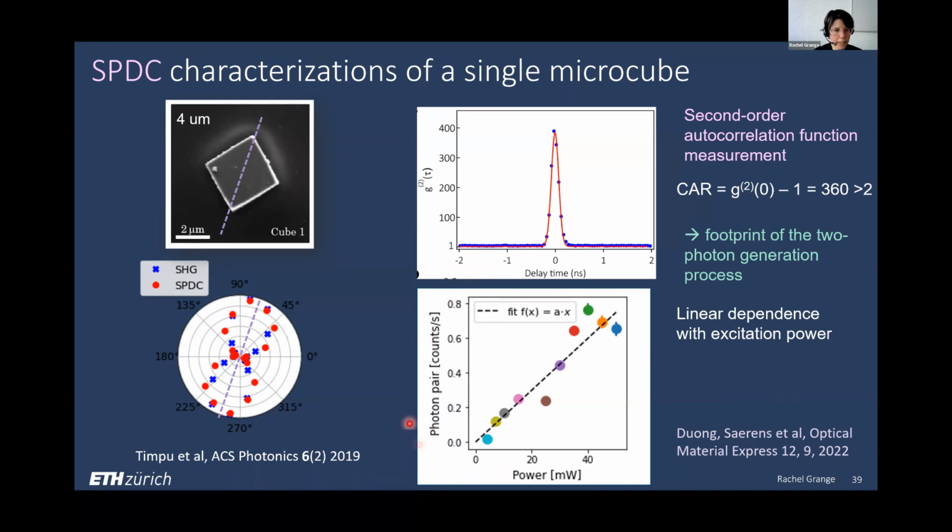Here you see the photon pair counts versus the power, and SPDC is actually linear as you crank up the power, which is different from second harmonic generation, right? In second harmonic generation, you are nonlinear with the power. So here, this linear dependency with the excitation power is really a fingerprint of SPDC as well.